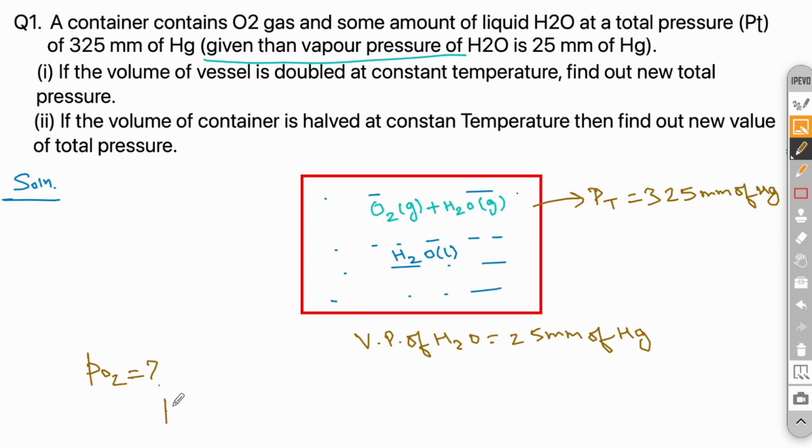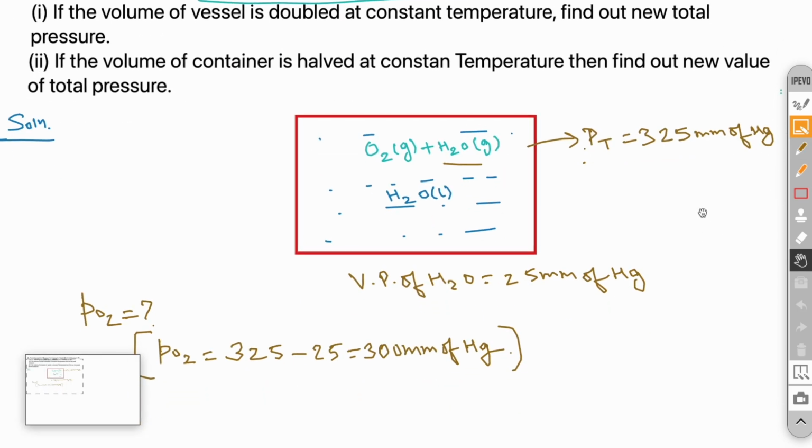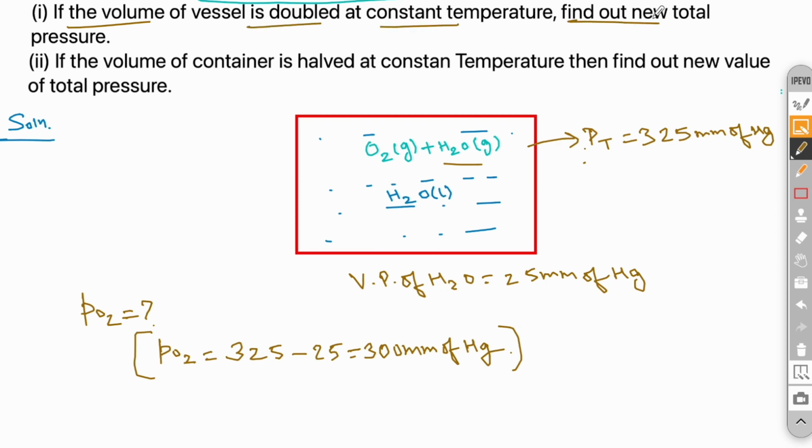Now to solve this problem, we will first determine the partial pressure of oxygen. We'll write that the partial pressure of oxygen is equal to the total pressure minus the vapor pressure of water. It will come out to be 325 minus 25, which is 300 millimeters of mercury. So we got the partial pressure of oxygen. Only this will change when we change the volume, right? And the vapor pressure will remain the same because the volume is changed but the temperature is kept constant.